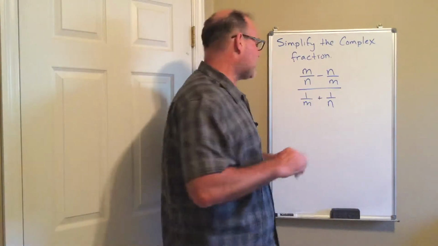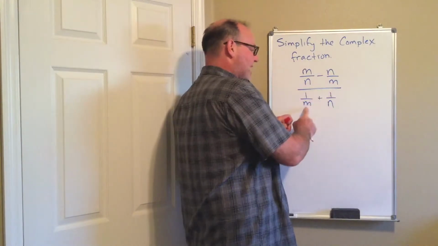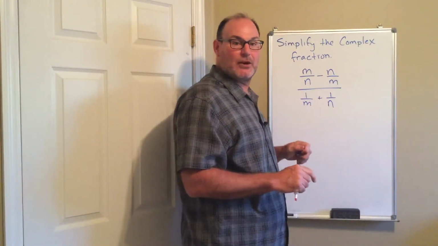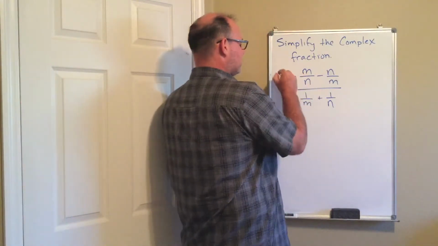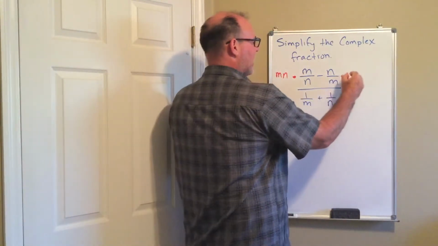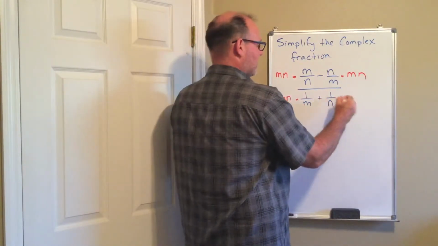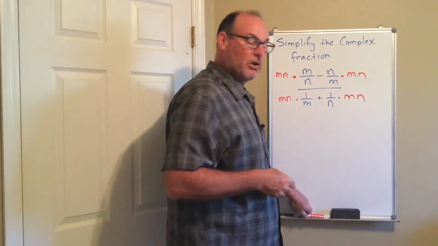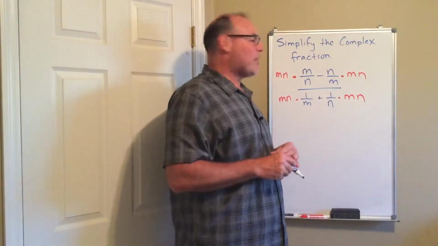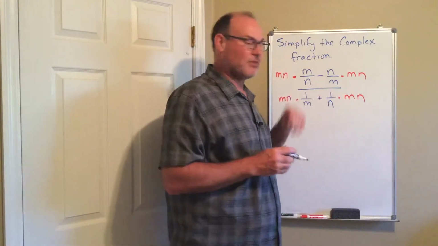So in this case, I notice that I have a factor of n and a factor of m and n. So the common denominator is going to be m times n. So I'm going to multiply every one of these fractions by m times n. M times n, m times n, m times n. And there we go. There's my four multiplications. Now I'm going to go about the business of seeing what happens. And hopefully I don't have any more little fractions.